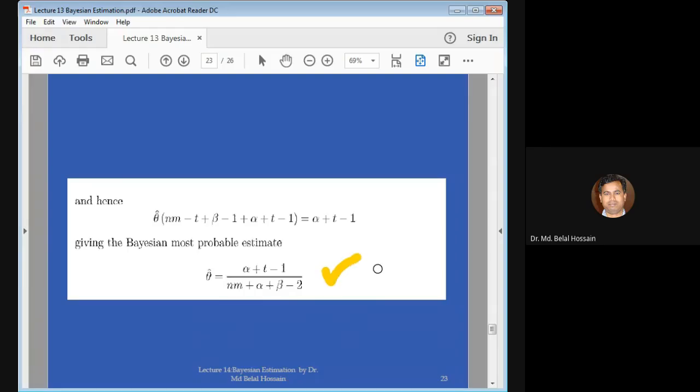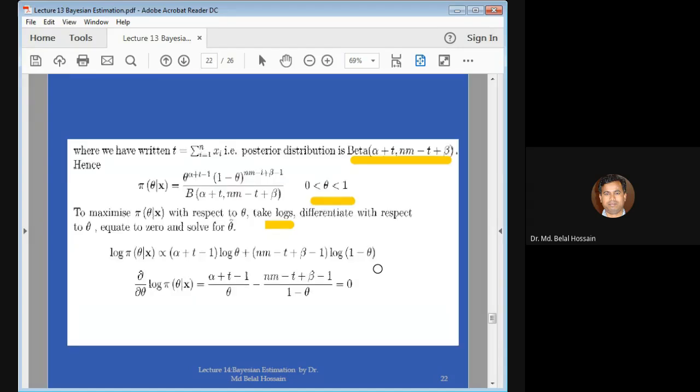So that is the estimate, that most probable estimate, the Bayesian most probable estimate of theta. Okay, so this is how Bayesian estimation is done with the help of the prior distribution.